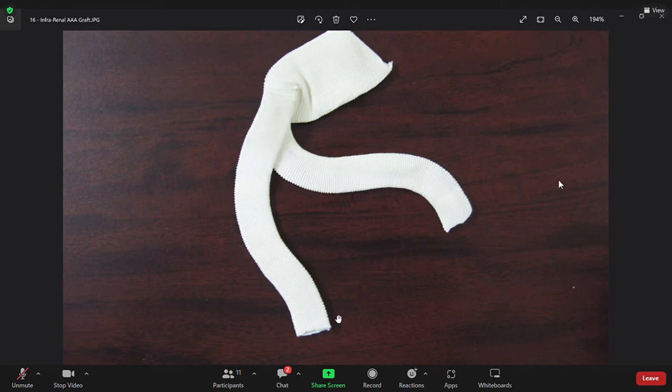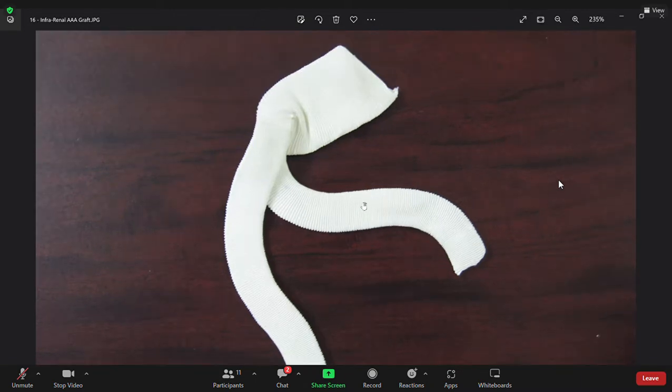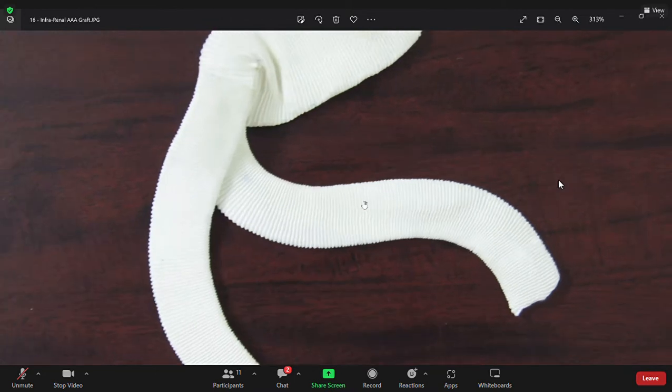Little because I have a couple more, quite a few others I want to show you guys. Any thoughts? What does it look like?